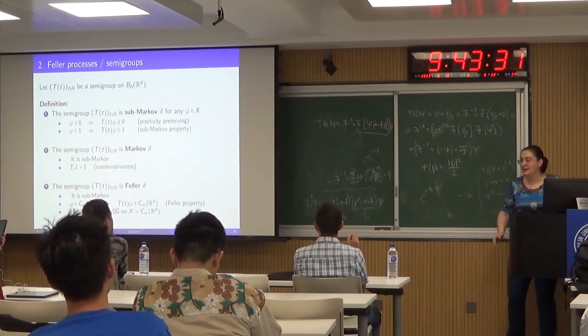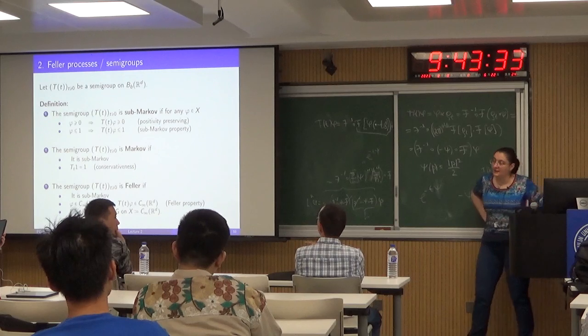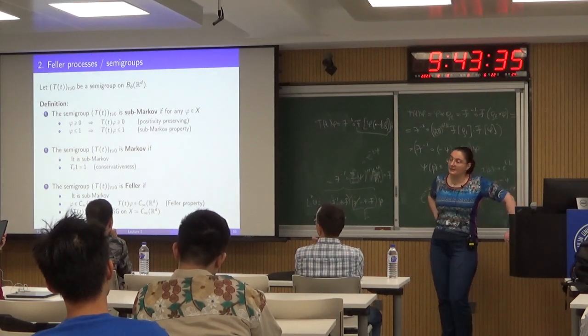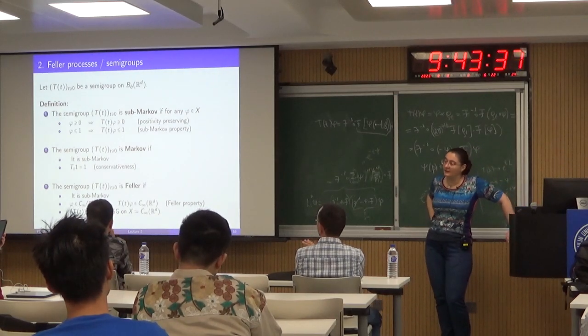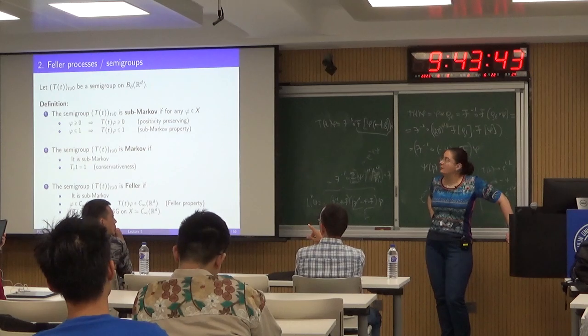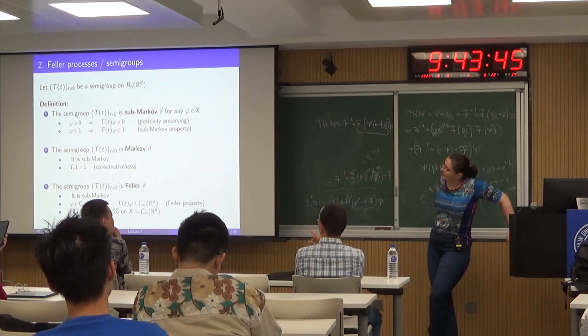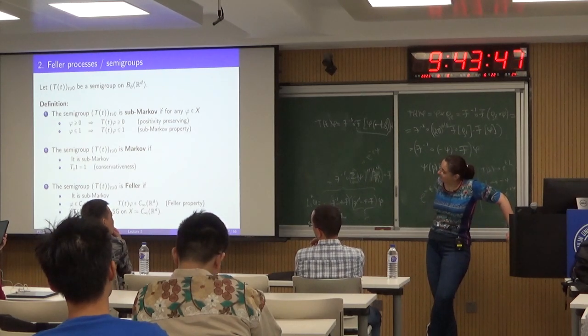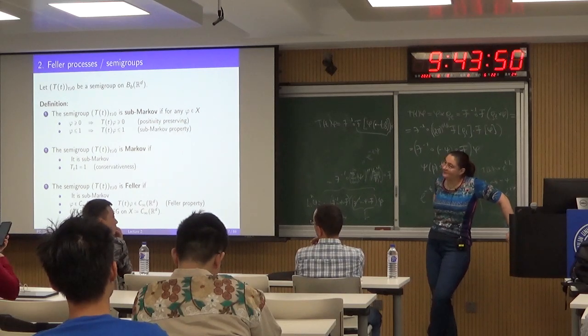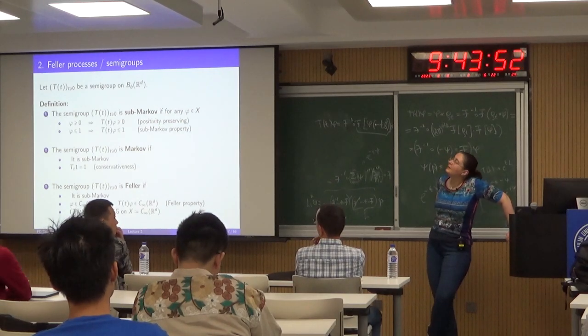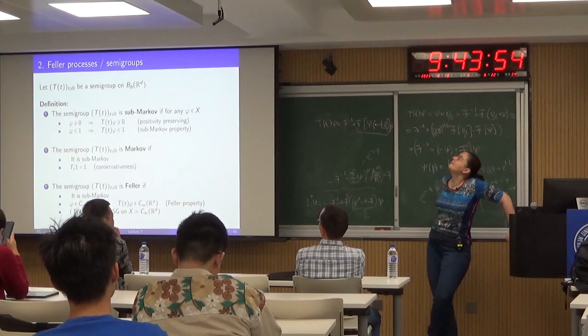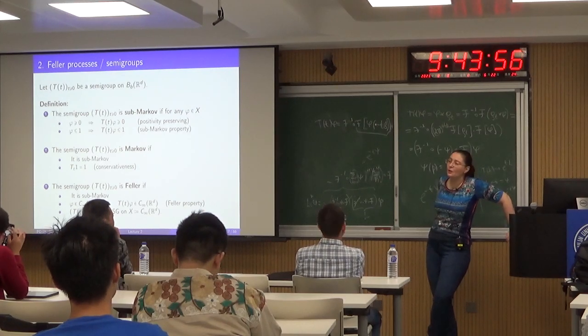Yes, please. If you have positivity preserving, and you have conservative, then can you obtain automatically the sub-Markov property? I don't think so. No. It's linear. It's a good question. I don't know.